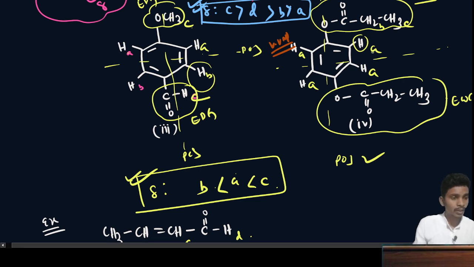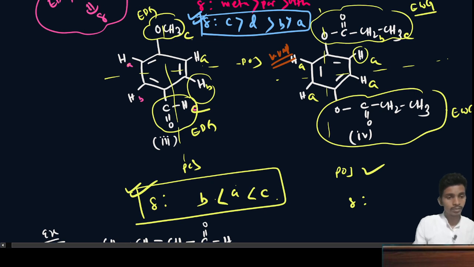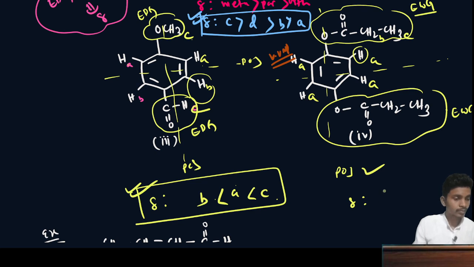Okay, so now this lies in the aromatic system. So the chemical shift value of this aromatic system will be high. First will be A, then we have B, then we have C.